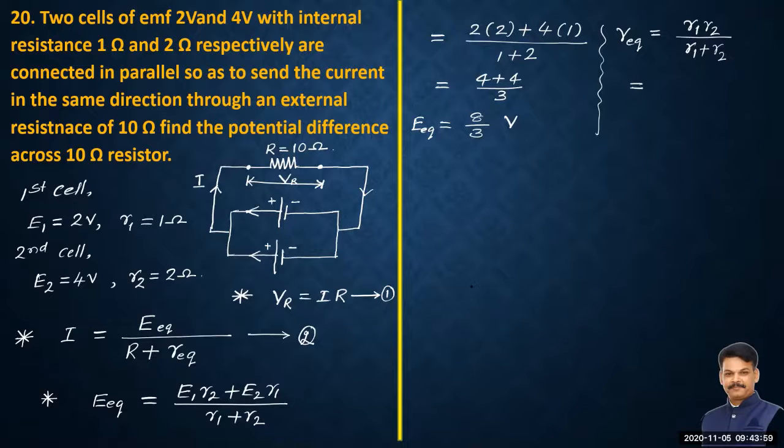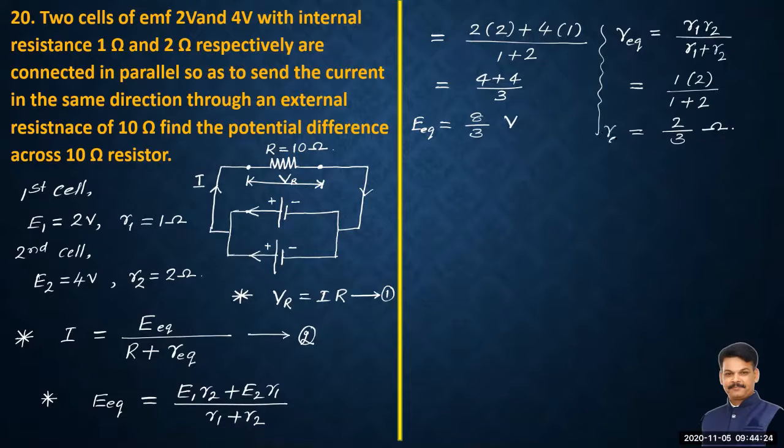If you have the proper theory knowledge, then very easily you can handle the problems. If your theory is weak, then definitely it will be a trouble for you. Then R1 is 1 and R2 is 2, therefore it is 1 into 2 divided by 1 plus 2. So it is 2 divided by 3 ohm. This is the equivalent internal resistance.